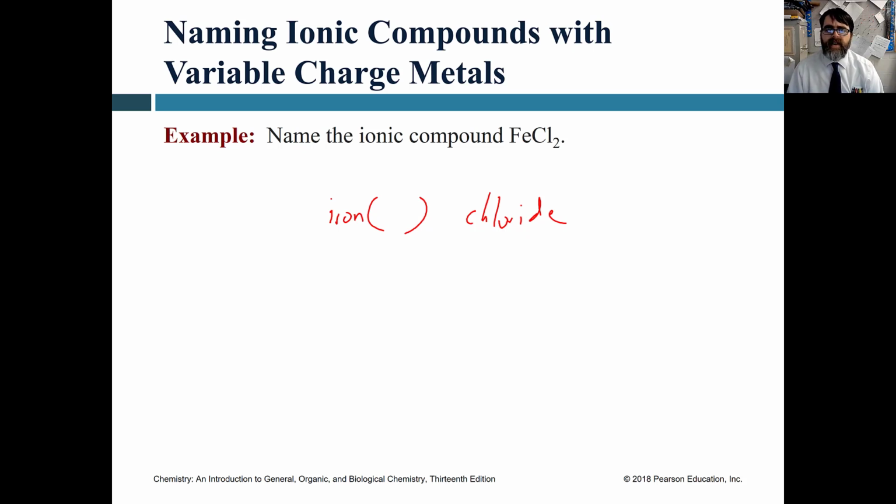So from there, we know that the chloride is 1 minus, so that gives us a total negative charge of 2 minus. For that to equal 0, we must have a positive charge of 2 plus here. Since there's only one of them, then the iron has to be a 2 plus, and so Roman numeral 2 goes there.